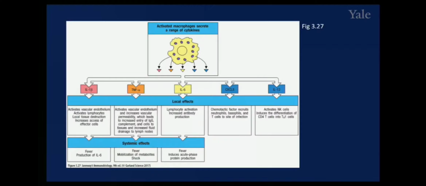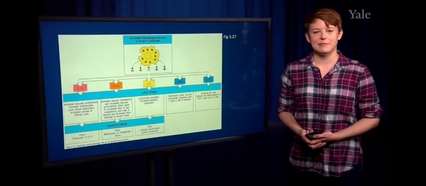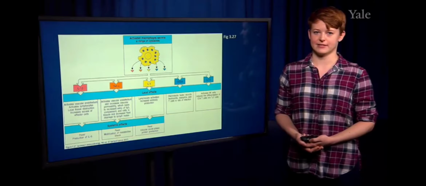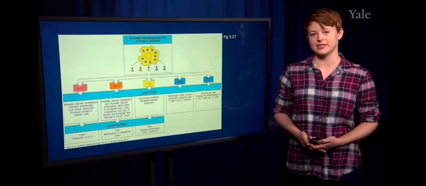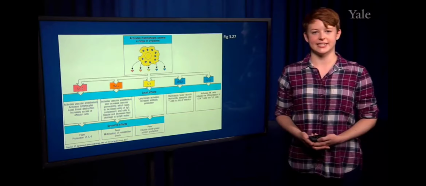For example, IL-6 will help activate lymphocytes and increase antibody production. It can also systemically induce a fever, as well as acute phase protein production. And we'll see in a little bit some more examples of an acute response, but these inflammatory cytokines are very important for mediating and initiating that response. In our example of the homeostatic diagram, these cytokines are the signal from the sensor to the effector.